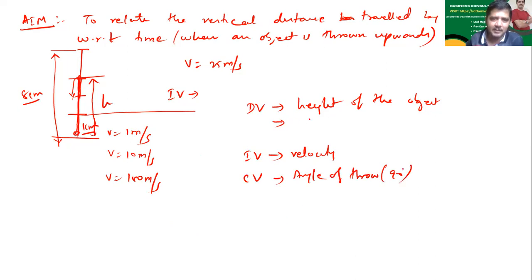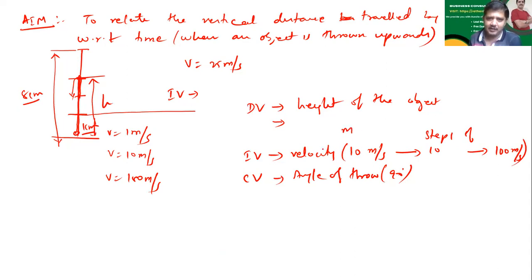Now, what is the dependent variable? Height of the object. And how are you going to vary? We do not know. It depends on it. What about the independent variable, which is velocity? How are you going to vary? You are going to vary in steps of 10 meters per second, until 100 meters per second. Right? So, what is the unit? Meter per second.